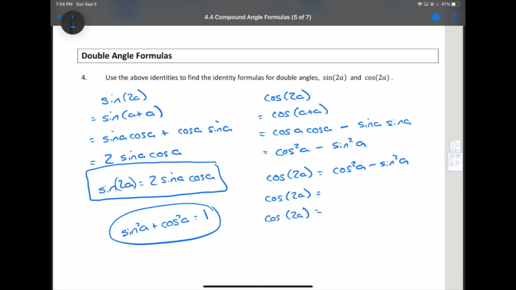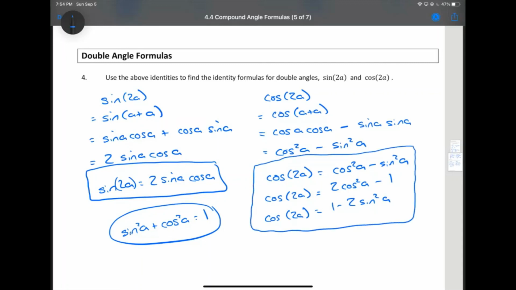So what I can do is say, get rid of sine squared a, and that'll give me 2 cos squared a minus 1. Or I can eliminate the cos squareds and get 1 minus 2 sine squared a. And I now have 3 different variations of the double identity formula for cos to use.